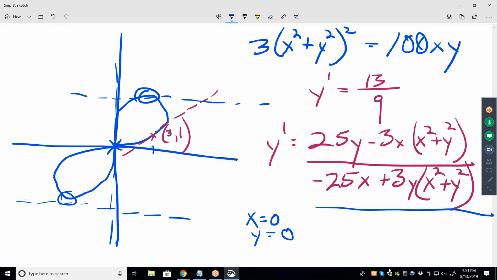That's the only 2 points where the slope of the tangent line is 0. The origin. Go ahead. Yeah, the origin is undefined. In other words, that's a vertical slope. But the origin is not the only place where it can be undefined. Right? You're right. There's also this spot. Yes. And there's this spot.